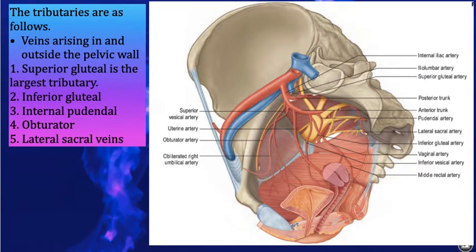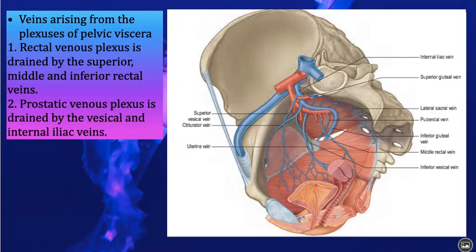Now, the tributaries are as follows. Veins arising in and outside the lateral pelvic wall. That is, the superior gluteal is the largest tributary. Then we have the inferior gluteal, internal pudendal, obturator, and the lateral sacral veins. Veins arising from the plexus of the pelvic viscera. We can see their plexuses over here.